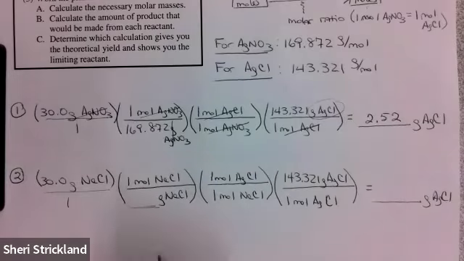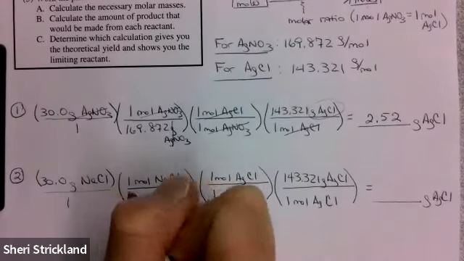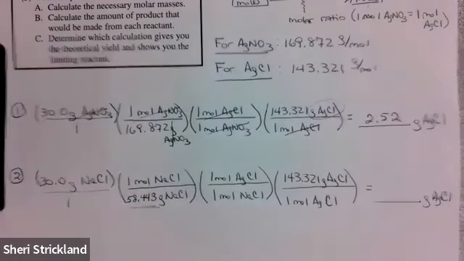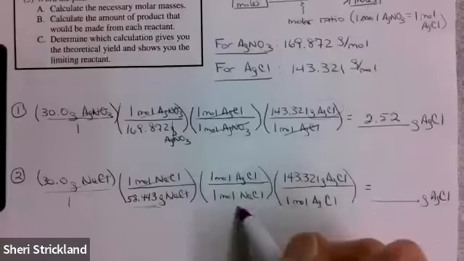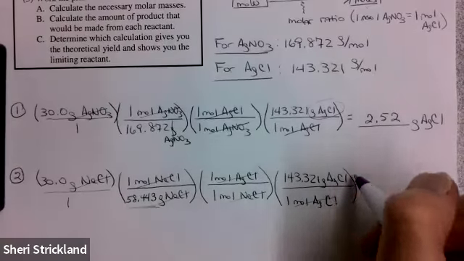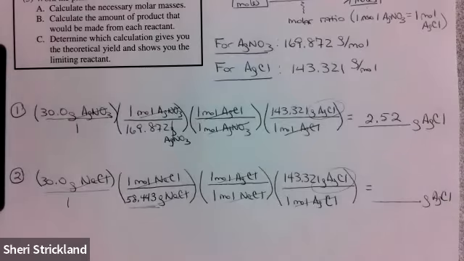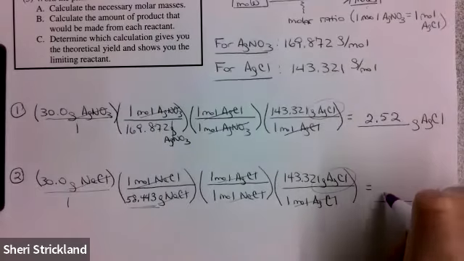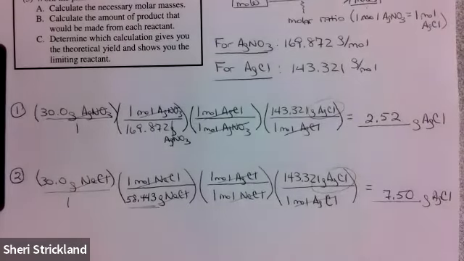All right, welcome back. So 58.443. All right, so grams of sodium chloride cancels, moles of sodium chloride cancel, moles of silver chloride cancel. That leaves me with grams of silver chloride. Now I want you to run the calculation for this relationship between the mass of sodium chloride at the beginning and the mass of product that would be made. I said, pause the video and do that and come on back. All right, welcome back. So if you run this calculation, you get 7.50 grams of silver chloride.